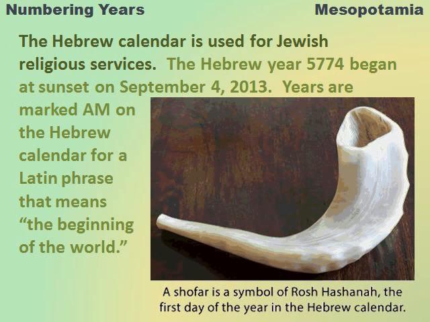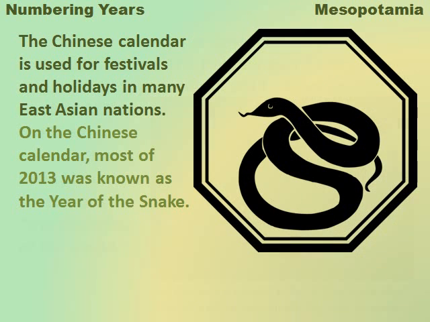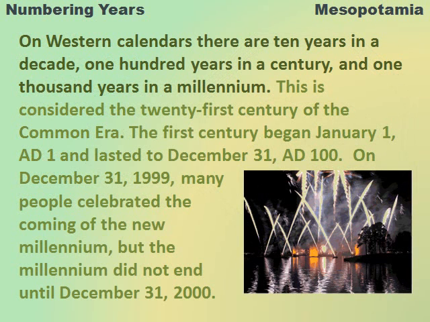The Hebrew calendar is used for Jewish religious services. The Hebrew year 5774 began at sunset on September 4th, 2013. Years are marked AM on the Hebrew calendar for a Latin phrase that means the beginning of the world. The Chinese calendar is used for festivals and holidays in many East Asian nations. In the Chinese calendar, most of 2013 was known as the Year of the Snake.